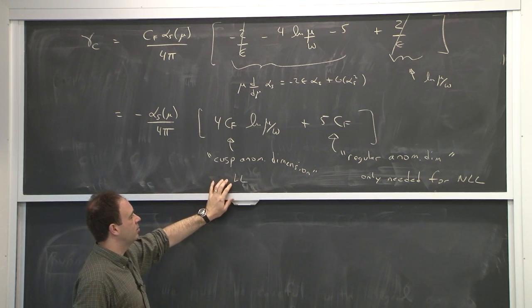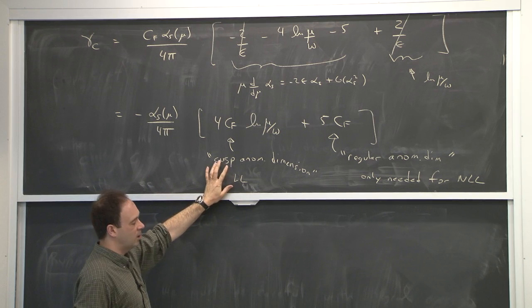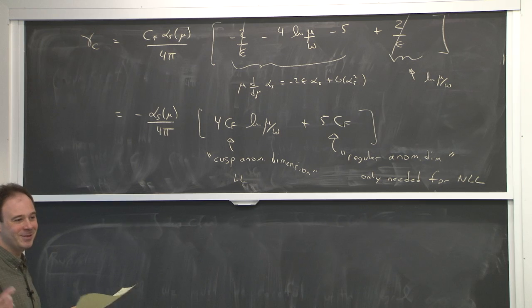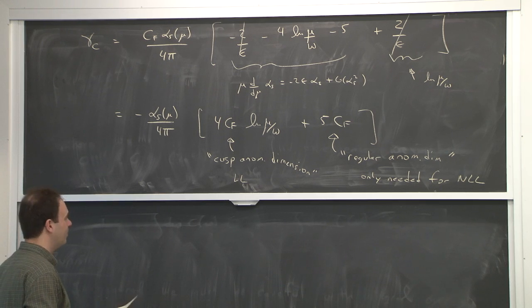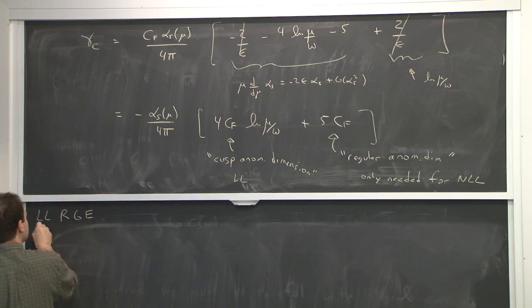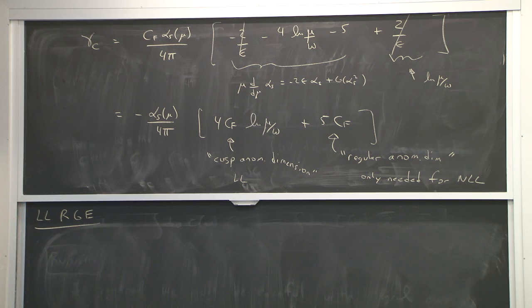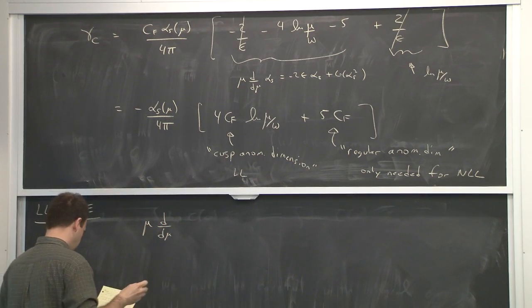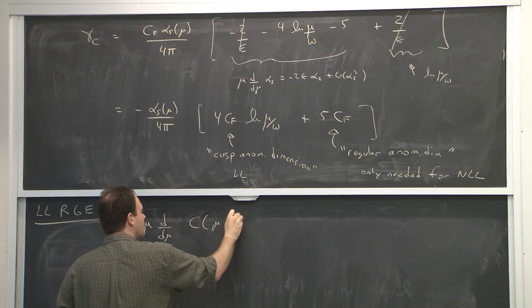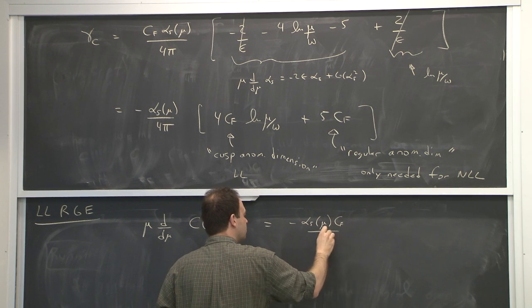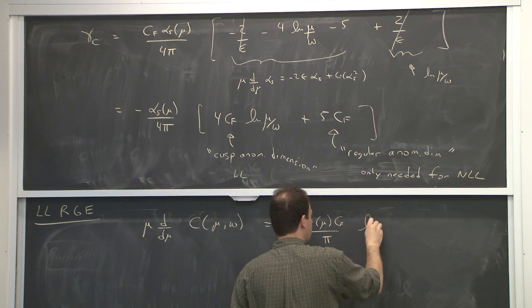So I'll come back and talk a little bit more about leading log versus next to leading log, and also I'll explain what this word cusp is, and where the cusp is, since we haven't seen it yet. I'll come back and explain where that is in a minute. But for now, let's just take the leading log anomalous dimension and solve the anomalous dimension equation. So we'll just take the leading log term and not worry about the other term. So just taking the cusp term.